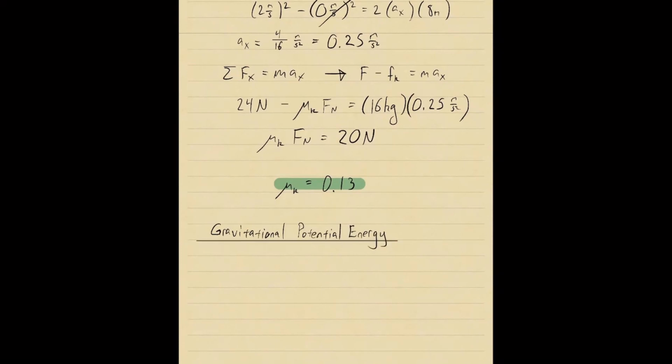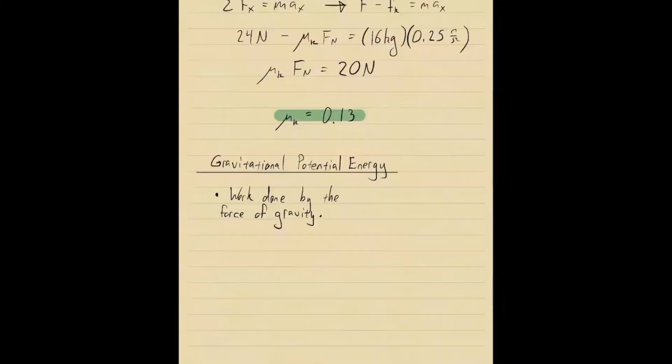Right? So the gravitational potential energy is just the work done by the force of gravity. So if you have, if this is the ground, for example, we have an object that starts from up here, for example. So this is going to be some initial height h naught.